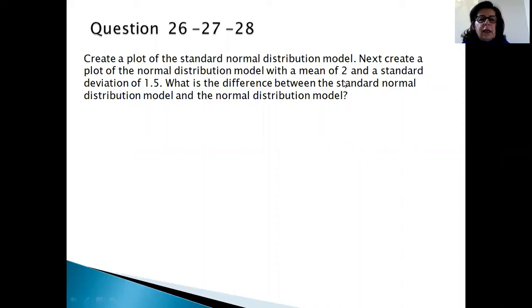Create a plot of the standard normal distribution model. Next, create a plot of the normal distribution model with a mean of 2 and a standard deviation of 1.5. What is the difference between the standard normal distribution model and the normal distribution model? Let's look at it.